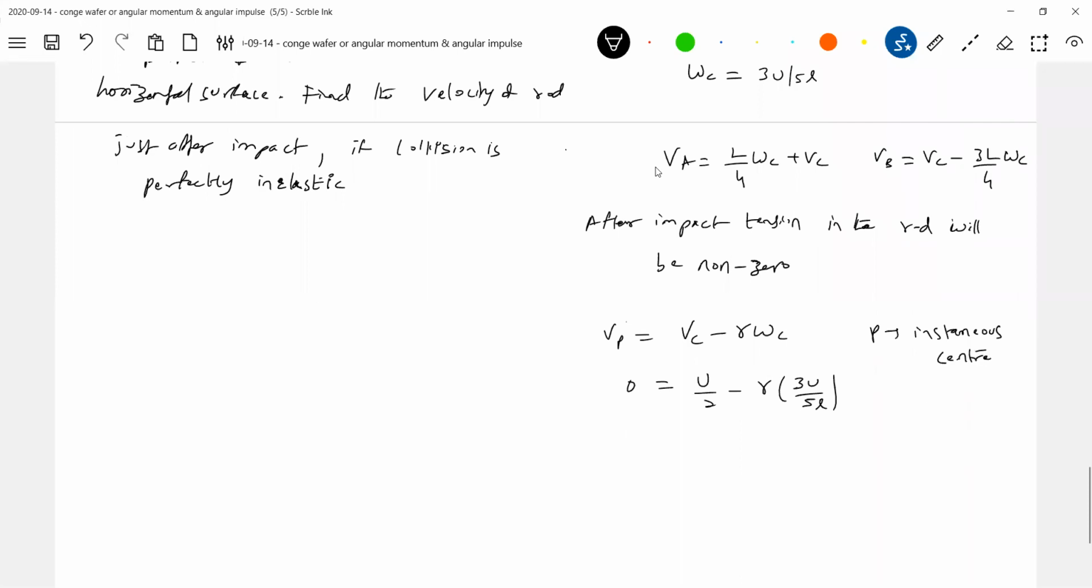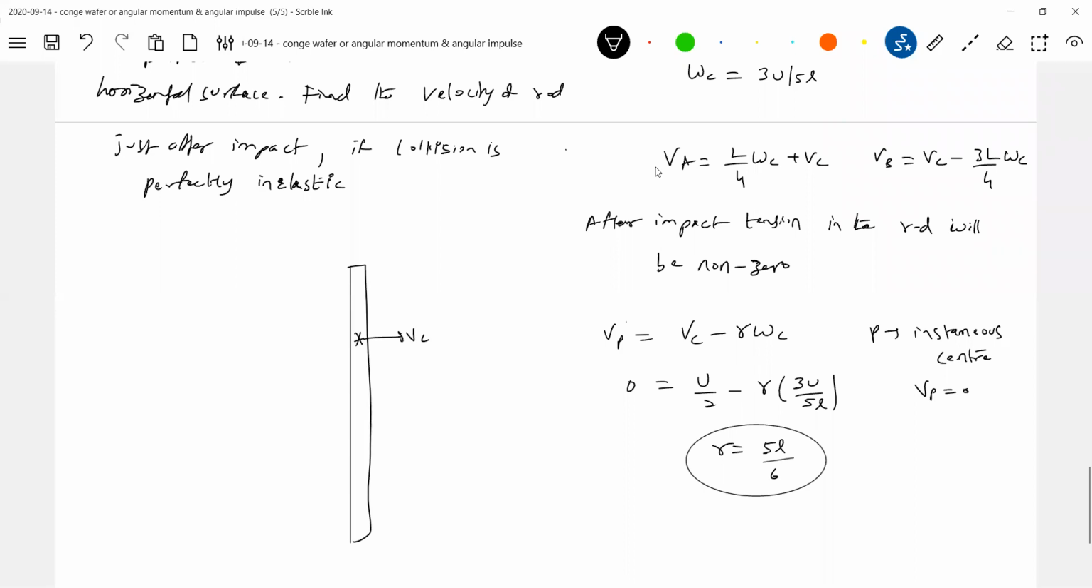Instantaneous center. Should be 0. So solving this, R equal to how much will we get? 5L by 6. From where are you measuring this R? Next question comes: from where are you measuring. So let me give a separate diagram. This is the center of mass, no? This is Vc and this is omega C. The R is what? I'll measure from here. R equal to 5L by 6.